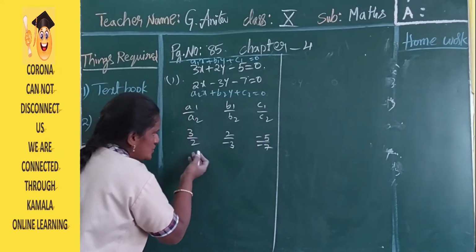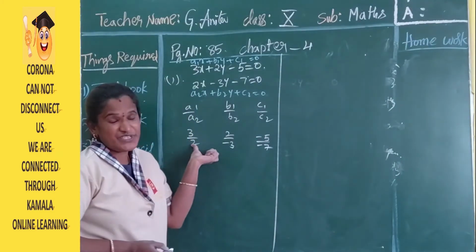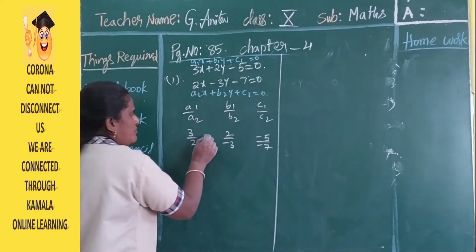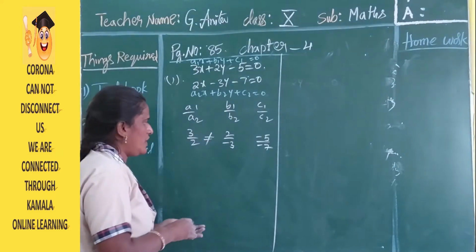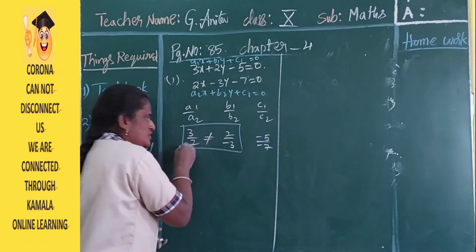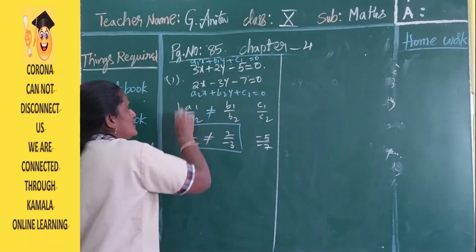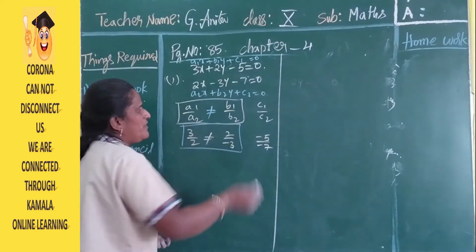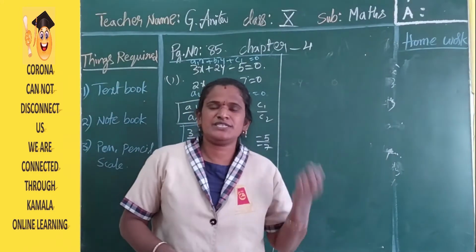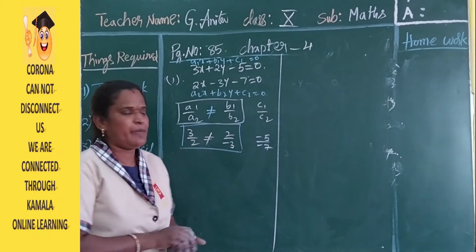In the first two values, which symbol is possible? Not equal to. These are not equal. If these are not equal, don't observe the third value. Here the not equal to symbol is possible, so a1 by a2 is not equal to b1 by b2. The given system is consistent and independent.